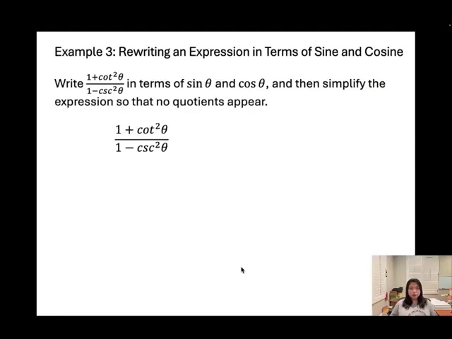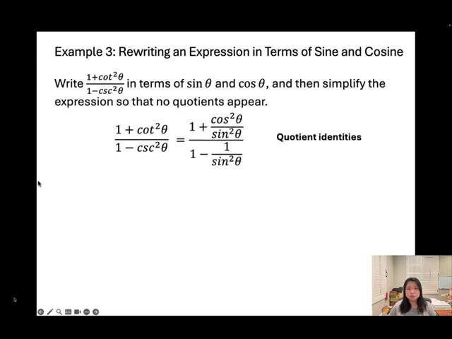Okay, example 3. We're gonna write this guy in terms of sine theta and cosine theta, and then simplify the expression so that no quotients appear. Okay, we don't want to see any quotient here. So cotangent would be equal to cosine over sine. Cosecant would be equal to 1 over sine.